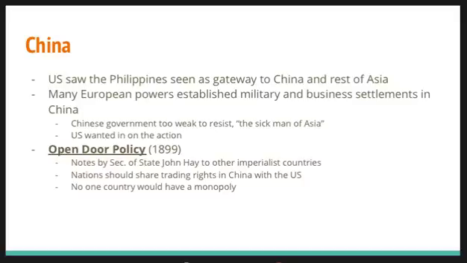So again, the Chinese government was too weak to really resist this, but there were Chinese citizens who were angry about these actions by these European countries, and they resisted.